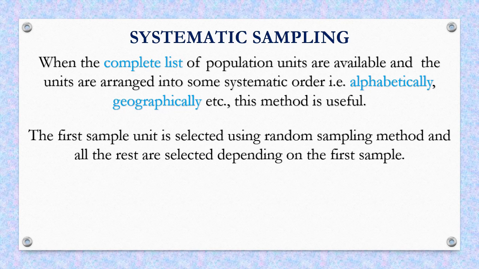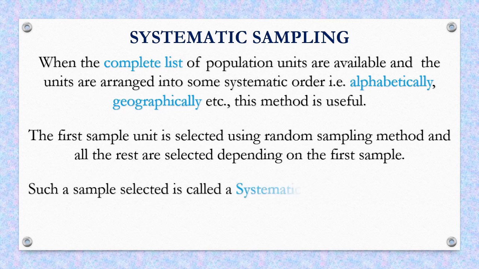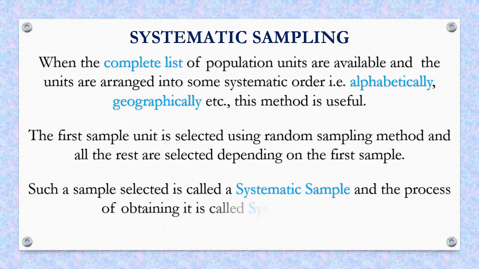You remember simple random sampling, stratified random sampling. This is just systematic sampling. So randomness is not there, units are not independent. All the units of the sample depend on the selection of the first unit of the sample. Such a sample selected is called a systematic sample, and the process of obtaining it is called systematic sampling.